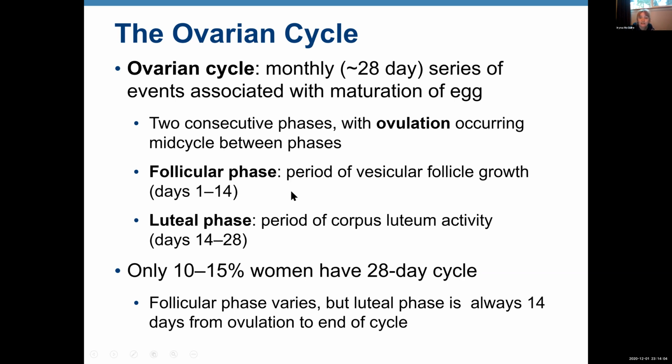Follicular phase, the one that varies. Luteal phase is always 14 days from ovulation to the end of the cycle. So if you know when your ovulation is, you know 14 days after, you start a new ovarian cycle. So a new primordial follicle starts growing into a primary follicle, secondary follicle, and oocyte, from primary to secondary oocyte, right? So it's always 14 days for the luteal phase.